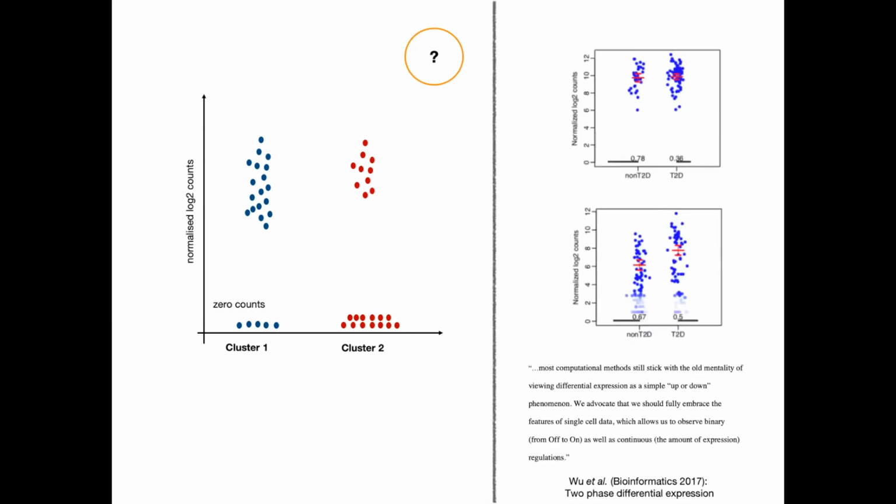And here is just a citation from a paper that a lot of methods still think about single up and down, while not really taking the amount of zeros into account.